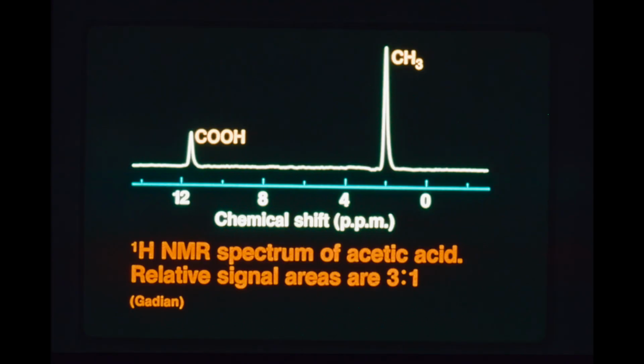Just a sample spectrum. This is a simple carboxylic acid, where we have a CH3 group and a COOH group. Because of these oxygen atoms next to this proton, it appears much further downfield than the normal CH3 protons that we see here. And if you integrate this, you'll find the ratio is 3:1, which is what you expect. So right away we can begin to quantitate things if we so choose.